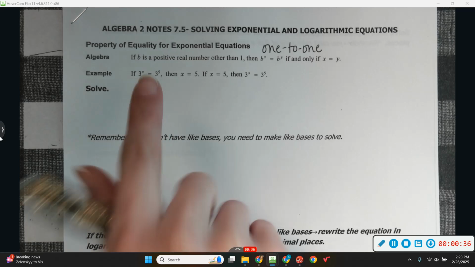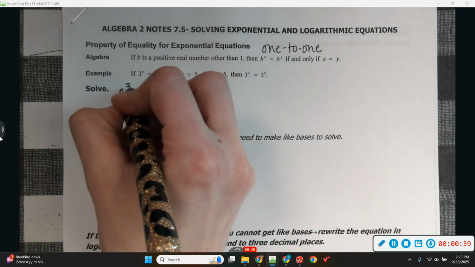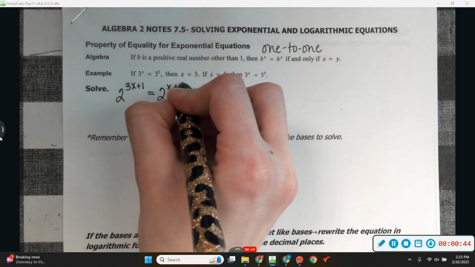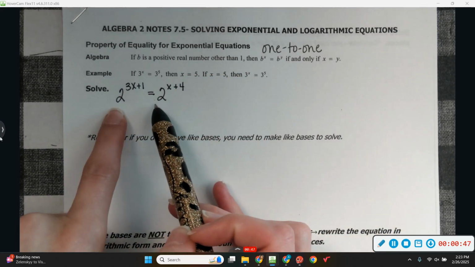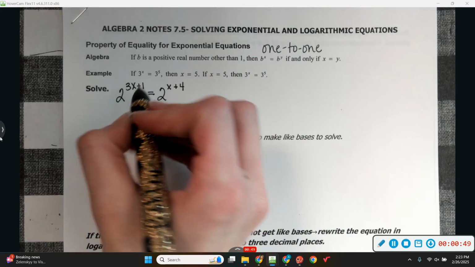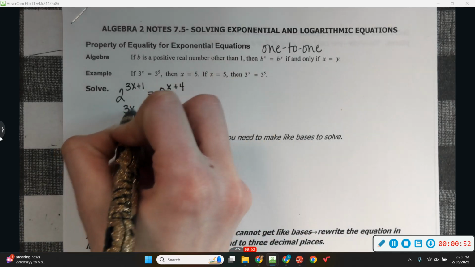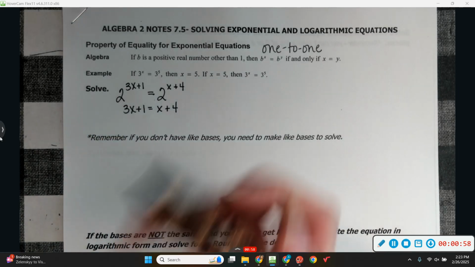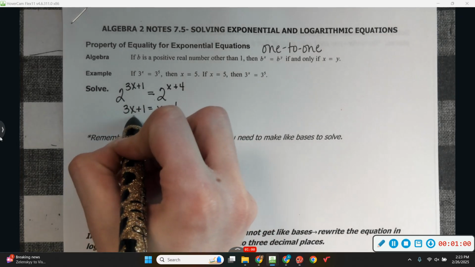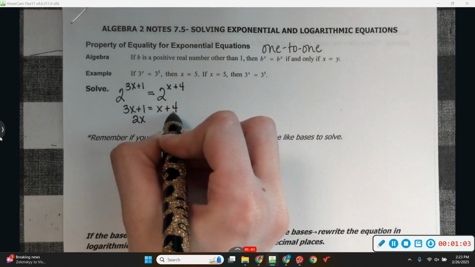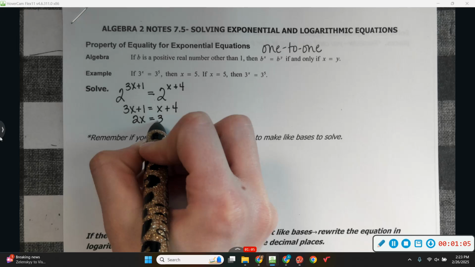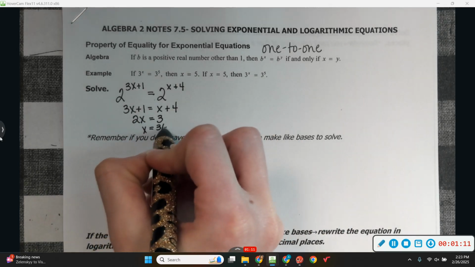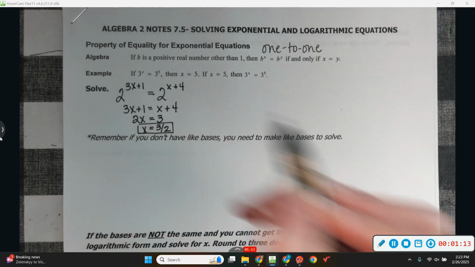Okay, so if I have 2 to the 3x plus 1 equal to 2 to the x plus 4, notice my bases are both 2. So I can use the one-to-one property and set my exponents, 3x plus 1 equal to x plus 4, and solve. So I would subtract my x. 3x minus x is 2x. I would subtract my 1. 4 minus 1 is 3. Divide by 2, and x is equal to 3 halves. Okay?